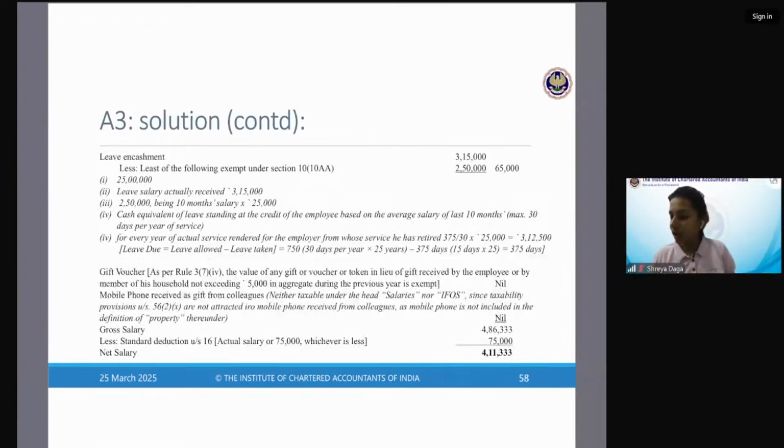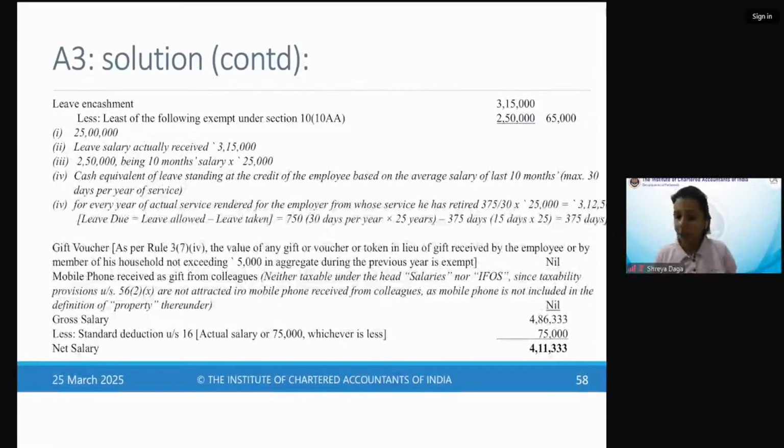If you add up all the components, you must have got gross salary of 486,333. Okay. And then you had to give a standard deduction, which again you don't know because you have not learned it yet. But briefly, if you remember from our last class, in the default regime, the standard deduction is 75,000 or the amount of salary, whichever is lower. In this case, 75,000 is lower. So just reduce that from gross salary and you get net taxable salary. Okay.